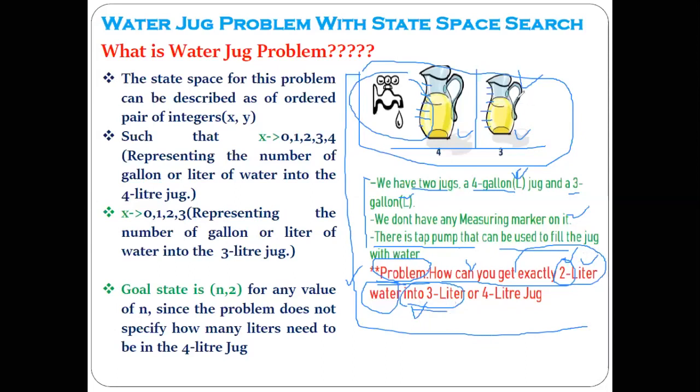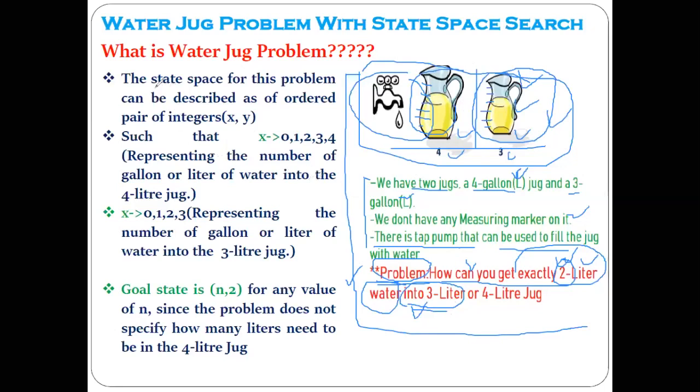For example, in the 3 liter jug we have to fill how much water? 2 liters. What is the total capacity of that jug? 3 liters. And the total capacity of the other jug is how much? 4 liters. Keep these things in mind. Now, how can you represent these things using the state space?